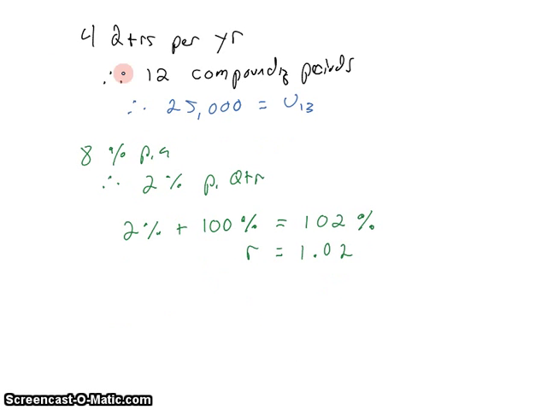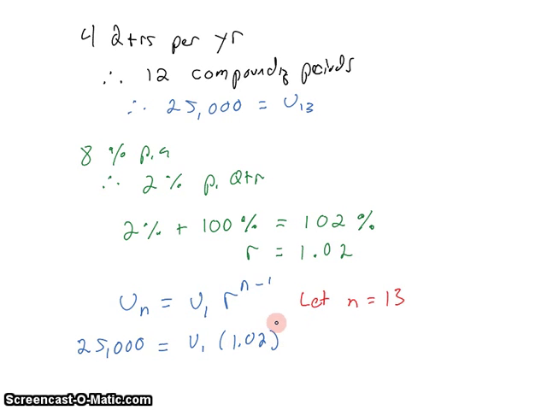Now, to figure out what happens after 12 compounding periods with a common ratio of 1.02, we'll turn to the general form of a geometric sequence. That's the general term is equal to the first term times the common ratio to the power of n take 1. What we're going to do is we're going to let n be equal to 13 because we're looking for the 13th term. And we said that the 13th term is 25,000 euros. The first term is what we want to know, so that's an unknown, but we do know that the common ratio is 1.02. n is 13, take 1.